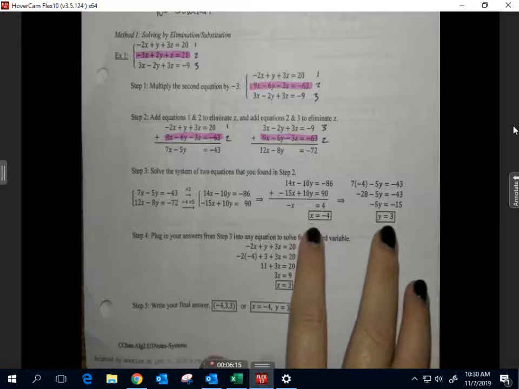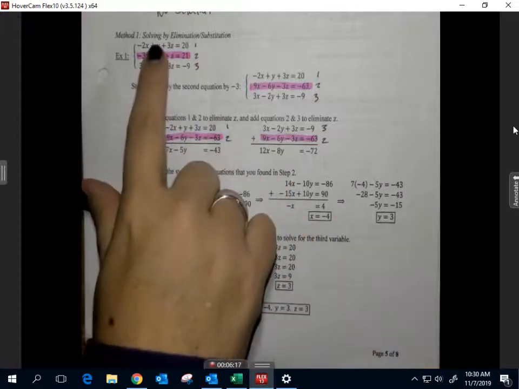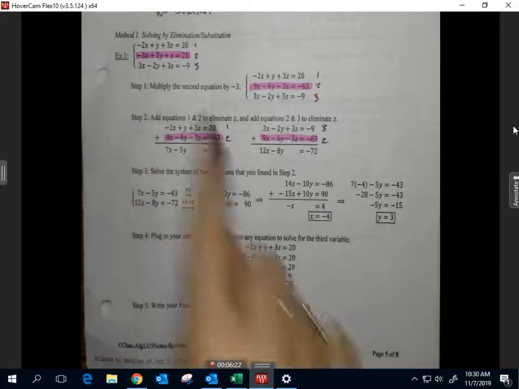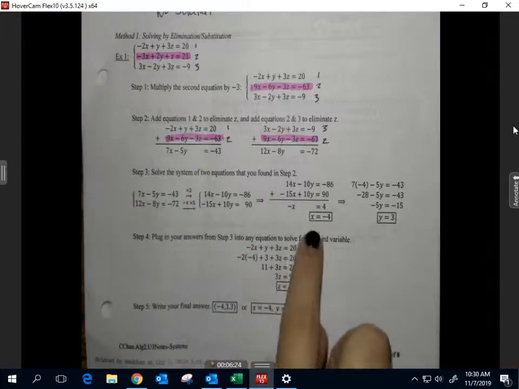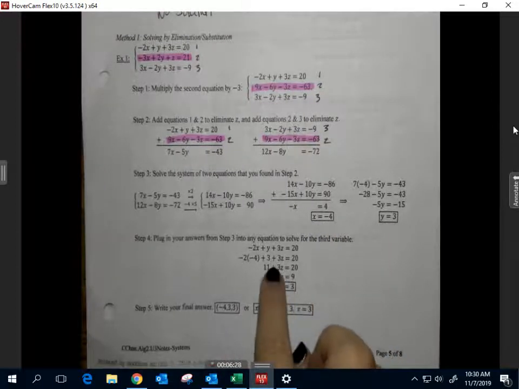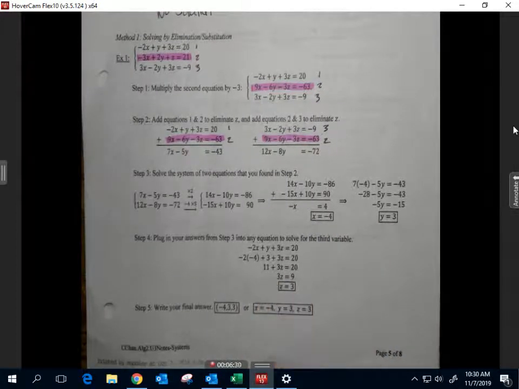So now that we have x and y, we can find z. They went back to one of the original equations that you first started with, and they chose the first one, I believe. They plugged in what we found x and y were, simplified, and solved for z. This is one problem. That is stinking crazy, isn't it?